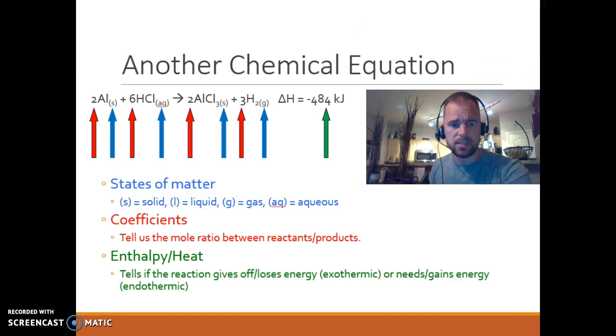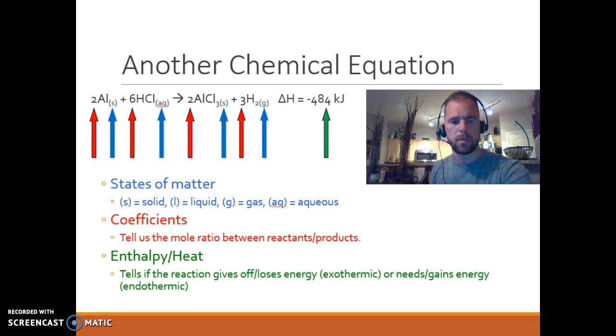So if you take a look, this is an example of a chemical reaction that is a little bit more in depth. There's a lot of information that it's telling us. So let's piece it out. First of all, by the blue arrows, you'll notice after every single substance, there is a parentheses with some terminology inside. That's going to tell us what the states of matter are for every substance. S stands for solid, L stands for liquid, G stands for gas, and then AQ stands for aqueous.